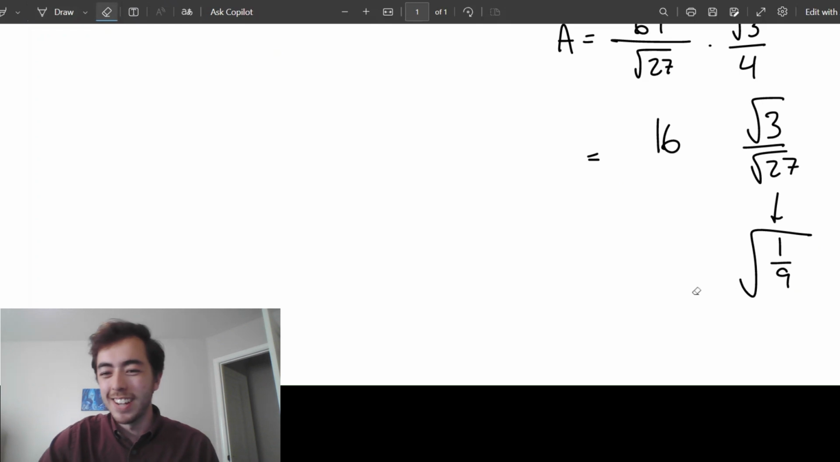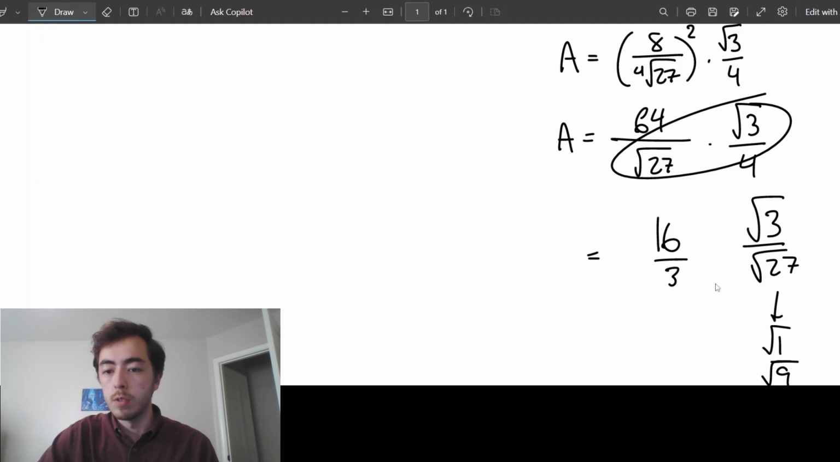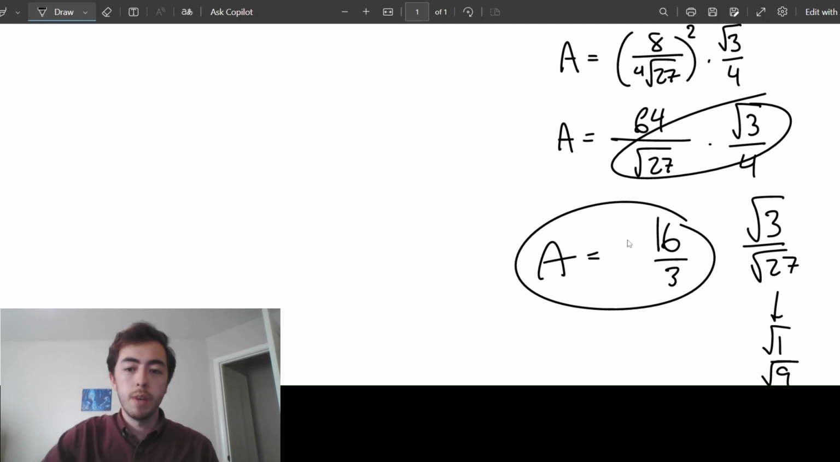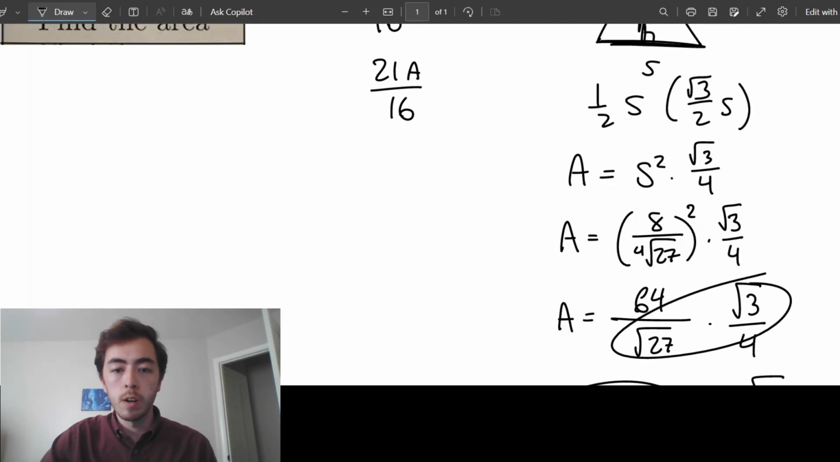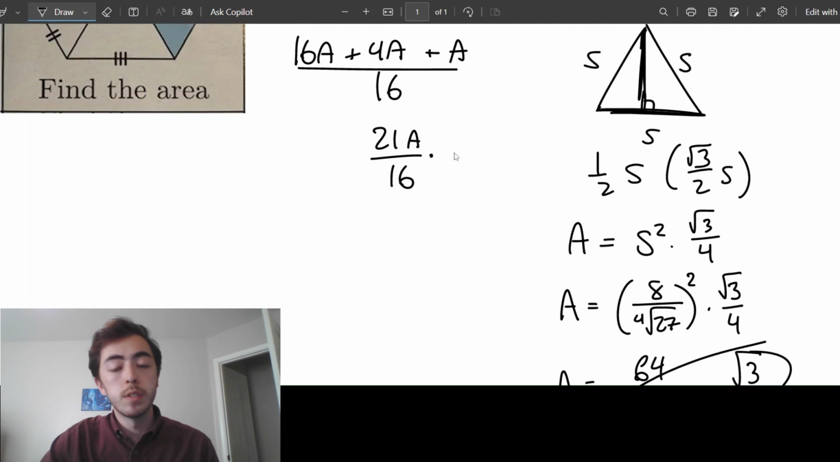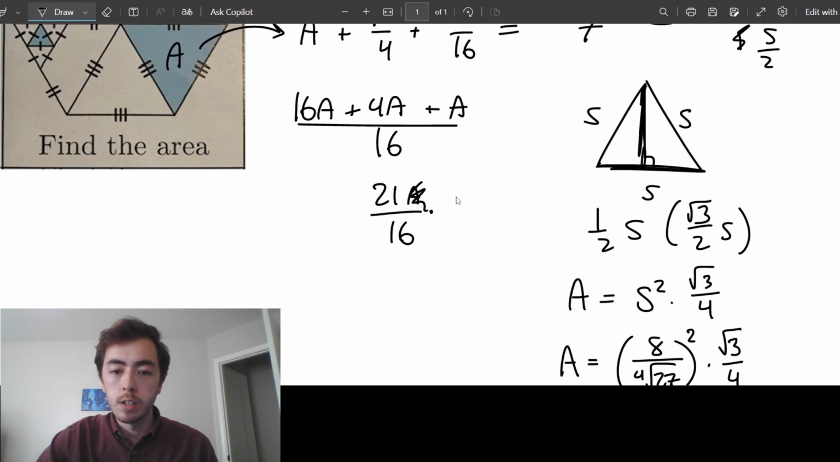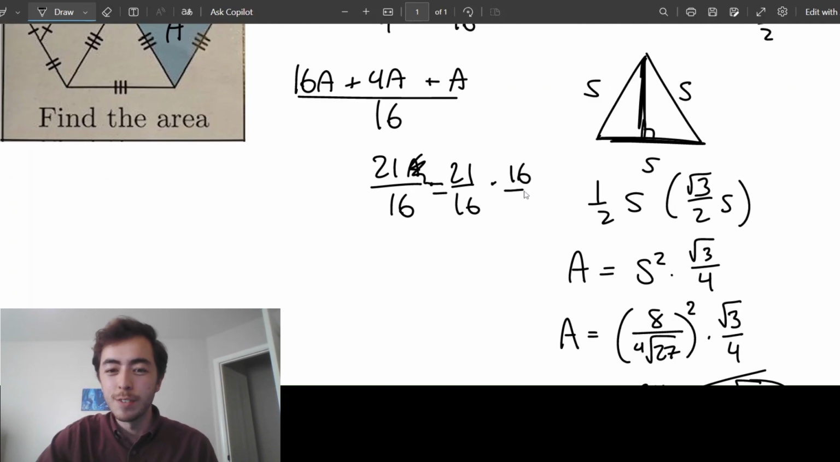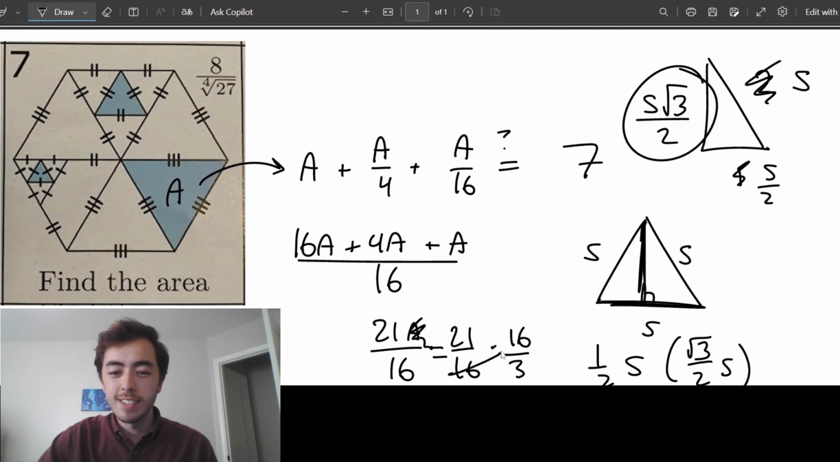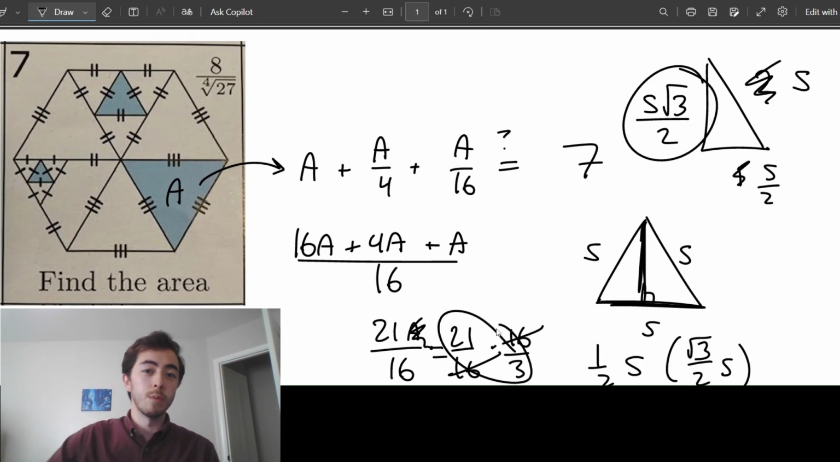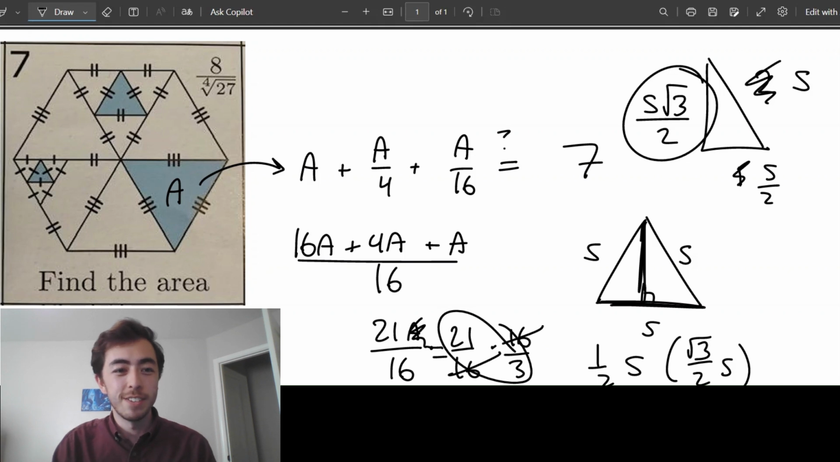Then I can reapply those square roots to just the top and just the bottom, and I do get 1/3 out of this number. So these two numbers simplify to 1/3, or a divide by 3. So this is my fraction for the area of the largest blue triangle. Let's substitute that in for A. Right here, it'll be 21 over 16 times 16 over 3. Nice. The 16s cancel, and I'm just left with 21 over 3, and that is 7.